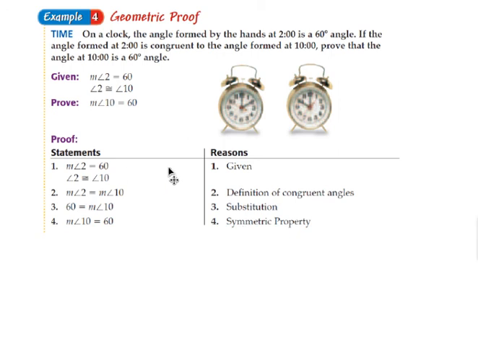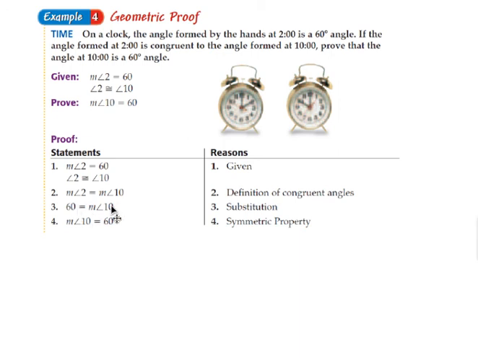Let's see why they did that. First things first, what is given to us? They're saying that the measure of angle 2 is equal to 60, and that angle 2 is congruent to angle 10. Since angle 2 is congruent to angle 10, I can say that the measure of angle 2 is equal to the measure of angle 10 based on the definition of congruent angles. You can even put the definition of congruent, and that'll be fine. Now, via substitution, we can replace angle 2 with what? With 60. So now we have 60 is equal to the measure of angle 10.